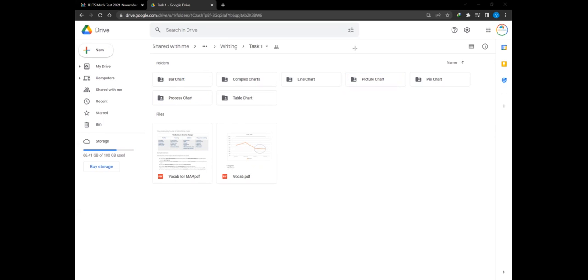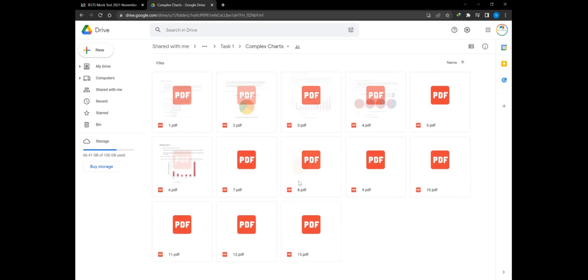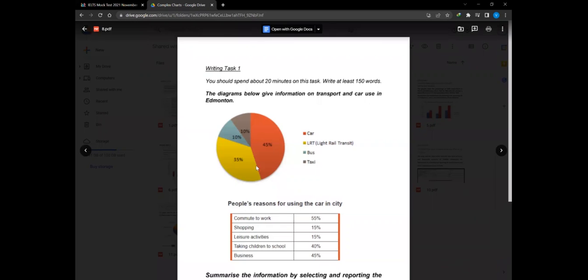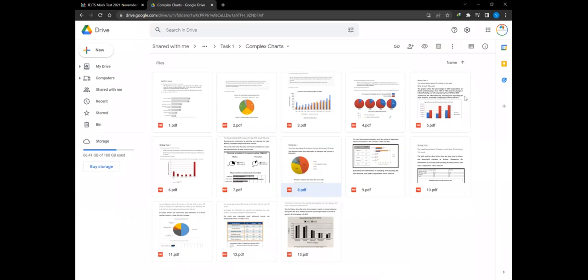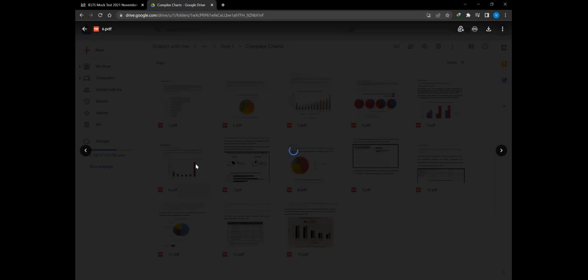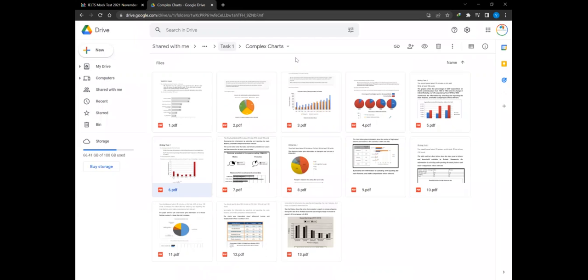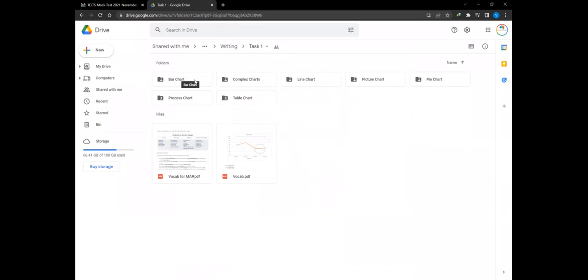If I can show it to you very quickly, under the complex charts folder, for example, if I open this, you will see here a combination of a pie chart and a table, right? Or if I open it here, a combination of a bar chart with a pie chart, right? So this is how you have the complex chart. Otherwise, they will give you standalone charts for bar, line, pie chart, table, process, and picture chart. Okay, so these are the broad 7 categories of charts which you have.